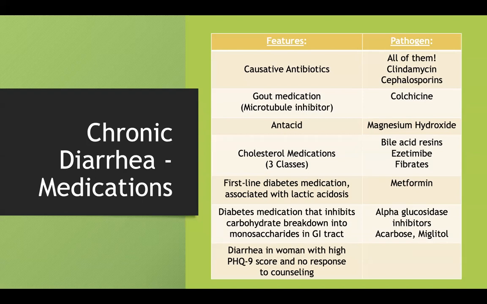And finally, if you have diarrhea in a woman who has a high PHQ-9 score, has tried counseling and that didn't work, you can give her an antidepressant. And so SSRIs are very, very commonly associated with a wide variety of GI side effects.